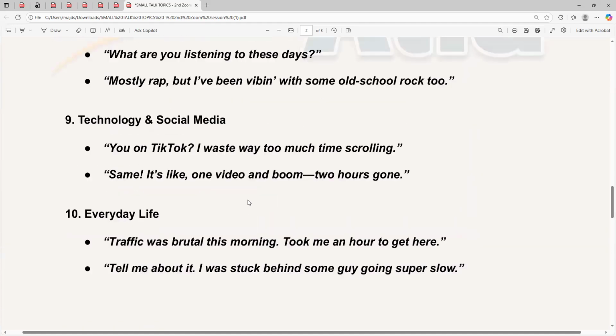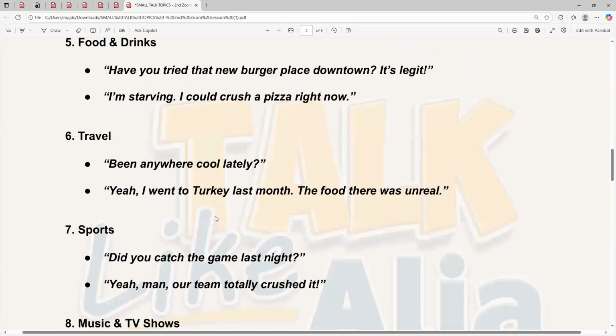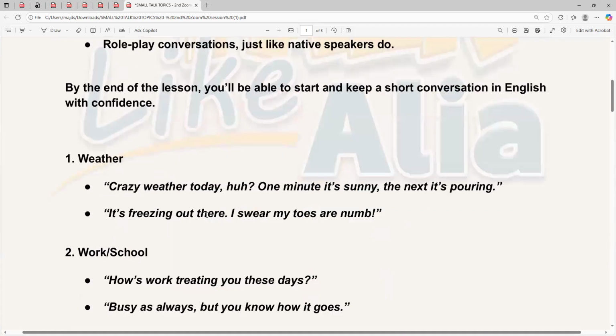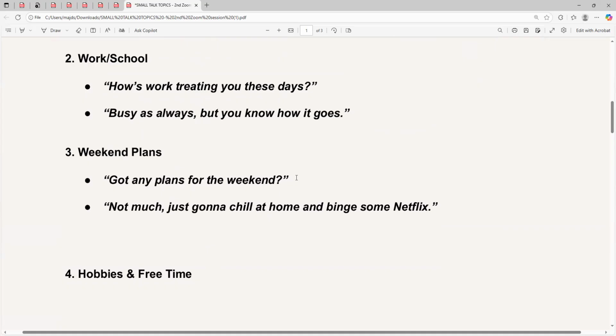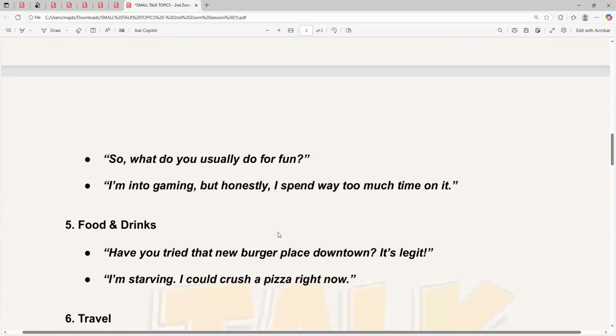So those are the kind of things that we use, 10 topics to start a small talk with the person in front of you, and some phrases you can catch on to. The questions are an amazing way to use them, all right?